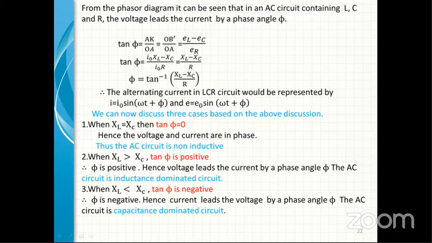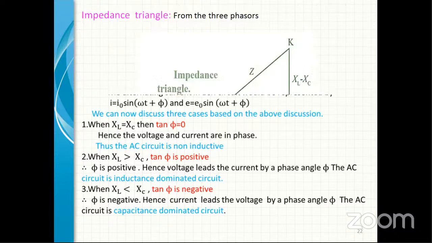Similarly, if XL is less than XC, or XC is greater than XL, then tan phi is negative. Then what will we call it? Phi is negative, and hence current leads the voltage by phase angle phi, and the AC circuit is a capacitance dominated circuit. And such a circuit we call a capacitance dominated circuit, meaning the opposition offered by the capacitance is greater.